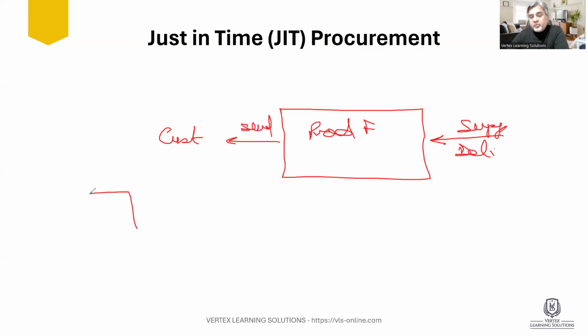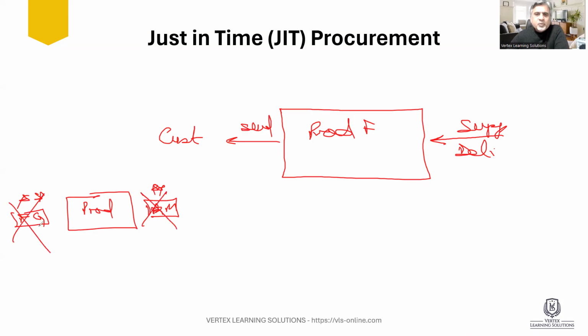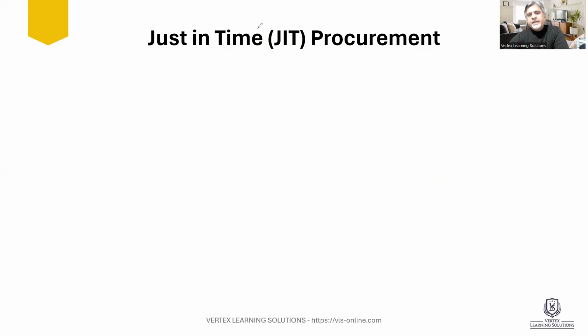Otherwise, what was happening before that, this was your production floor. Before the production floor, this was your raw material warehouse. And after production, you had your finished goods warehouse. So these were costs. The idea of JIT is that you should either totally remove them, or if you are keeping them, you keep them at a very low level, for a very short period. So you're not having a huge raw material warehouse, and you're not having a huge finished goods warehouse. This is actually the idea behind just in time.